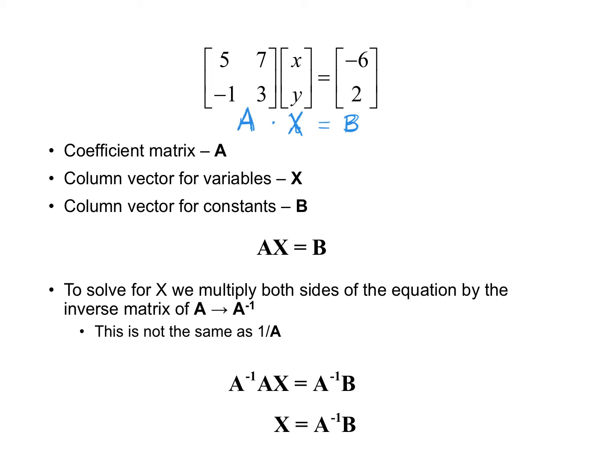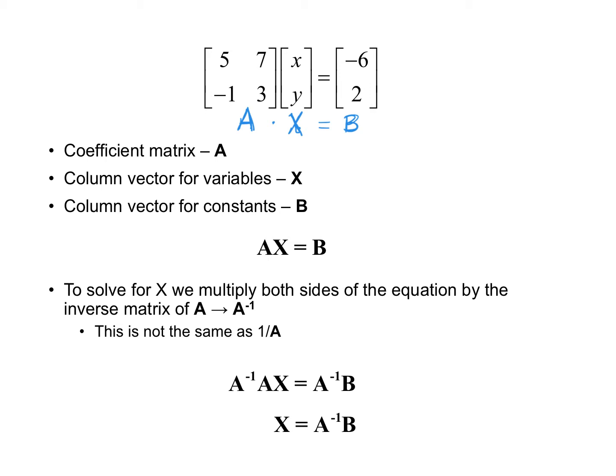Now to solve for x, which is what we want to do because we want to find the values for x and y, we multiply both sides of this equation by the inverse matrix of A, which is represented as A to the exponent -1. Now that's not the same as 1 divided by the matrix A. That's just the notation that we use to signify that it is the inverse matrix of A. We're not going to go into actually calculating the inverse matrix of A. We will be using it, but we're going to be using the calculator to calculate it for us. So we just need to trust that we need to multiply both sides of this equation by A inverse.